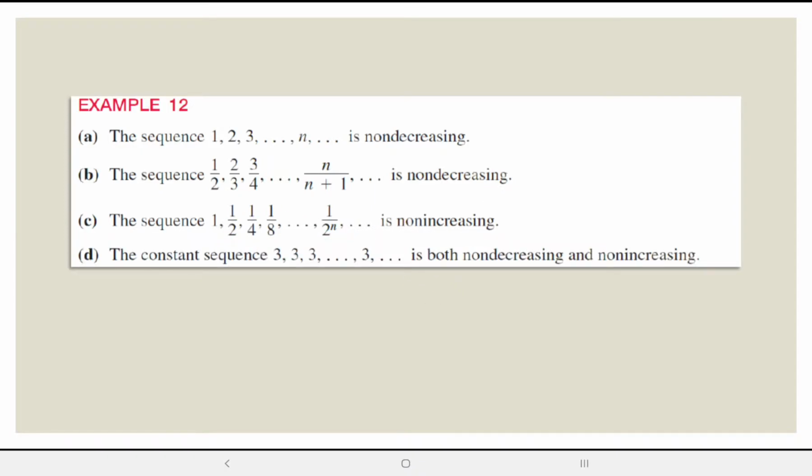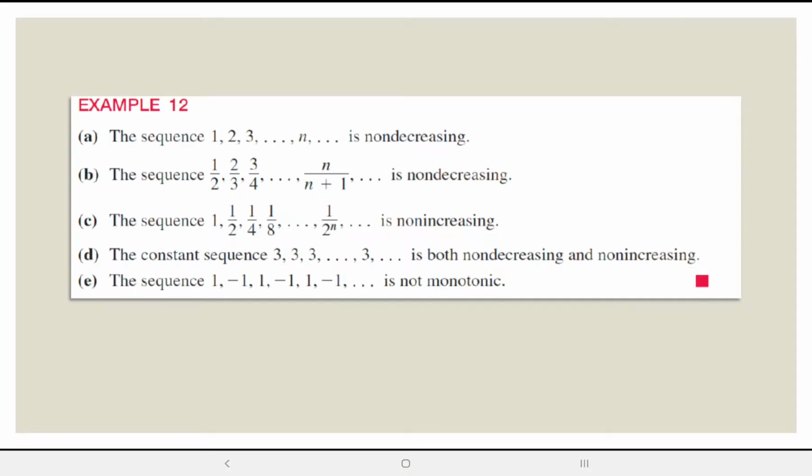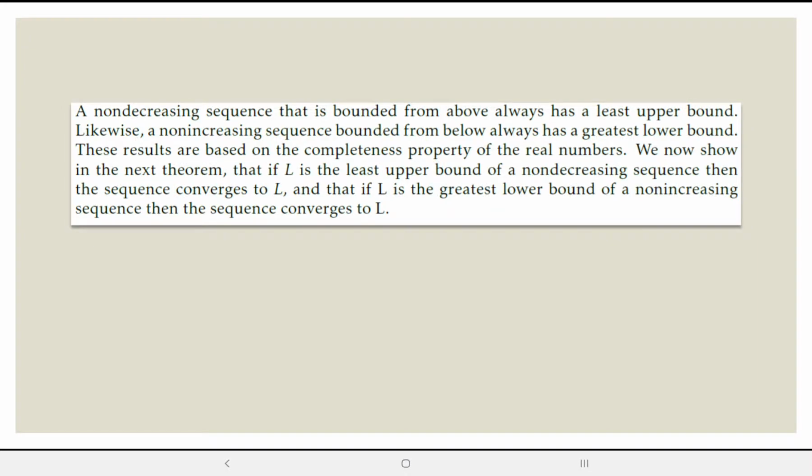And then next, ito yung sinasabi ko kanina, the constant sequence 3, 3, 3. So it is both non-decreasing and non-increasing. Okay, so the sequence 1, -1, 1, -1 is not monotonic kasi hindi siya non-decreasing, hindi rin siya non-increasing. So it's not monotonic.